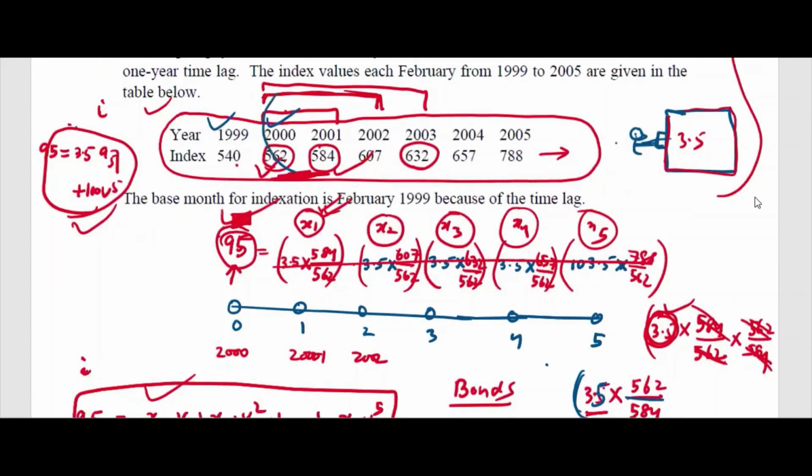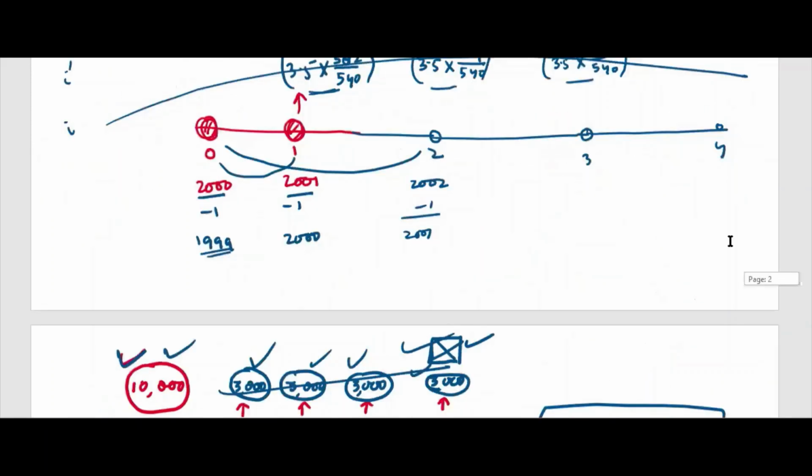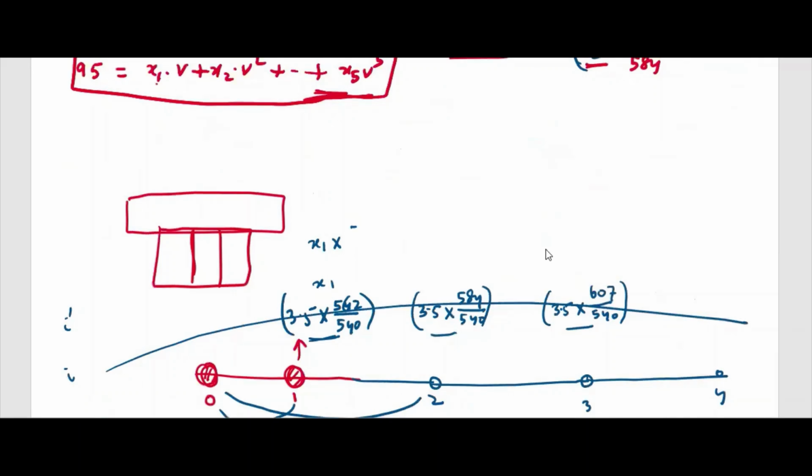For you, these 5 years, you will not worry about the value from 1 year back. You compare 562, 584. They will not get cancelled this way in reality. There will be a little bit of difference. 584, 584, 562. 584, 562.